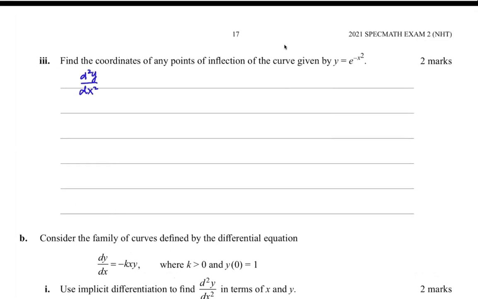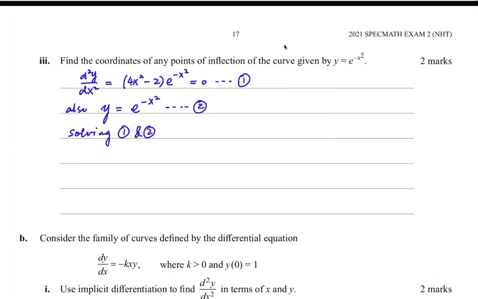d2y dx squared equals 4x squared minus 2 e to the minus x squared equals 0. That is your first equation. Also, y equals e to the minus x squared. That is your second equation. Solving 1 and 2 for x and y. Notice that e to the minus x squared is not equal to 0. X equals plus or minus root 2 on 2. Y equals e to the minus half.